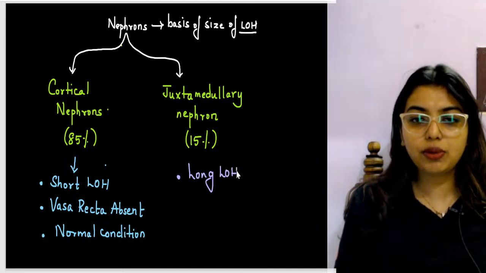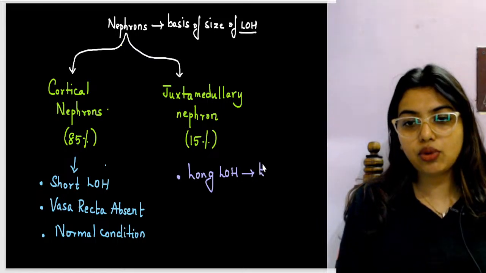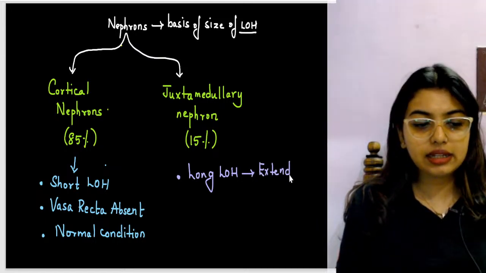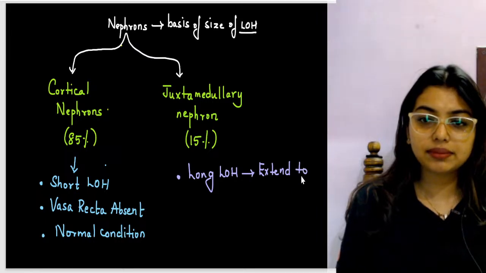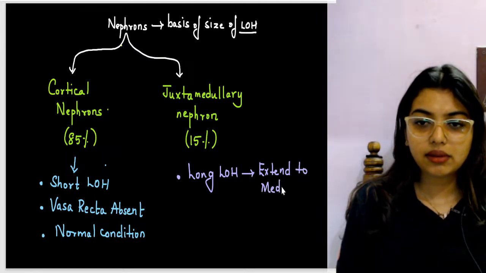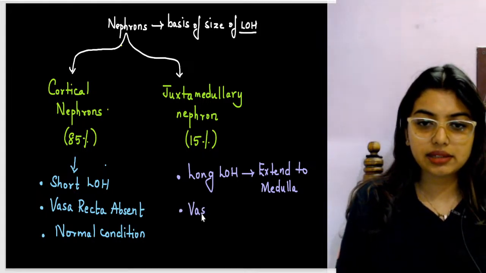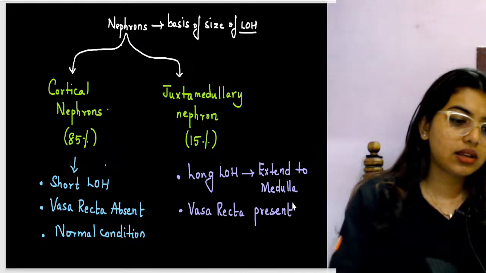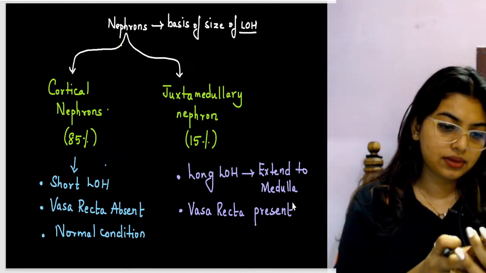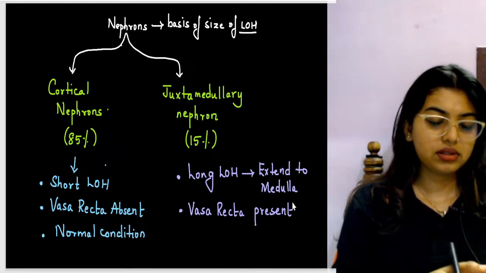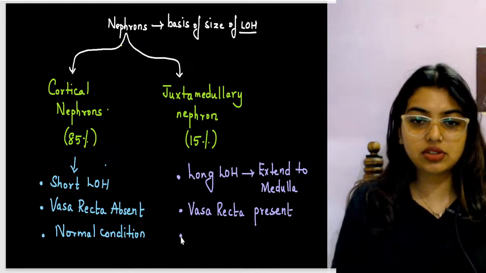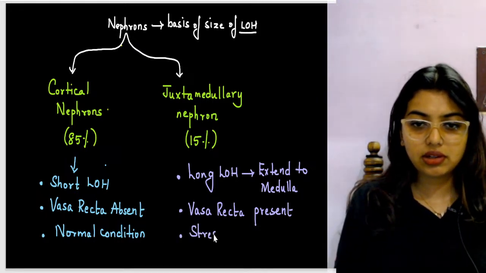If there is a long loop of Henle, that means it is extending more into the medulla. Then here vasa recta is present. Got it? Yes or no? Vasa recta is present. Then here students, this is going to work during the stress condition.